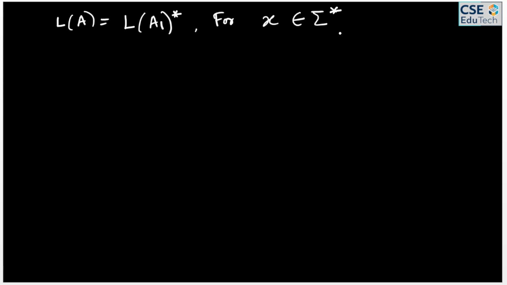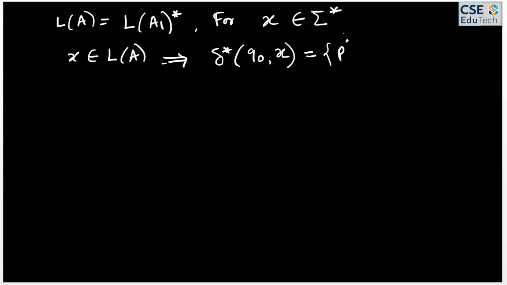Now our claim, which we have to prove, is that the language accepted by this final automaton A is the language accepted by A1 star. For x any string belonging to sigma star, x should belong to the language accepted by this automaton A, which implies that delta star starting from q naught after processing x will be in the final or accepting state P.